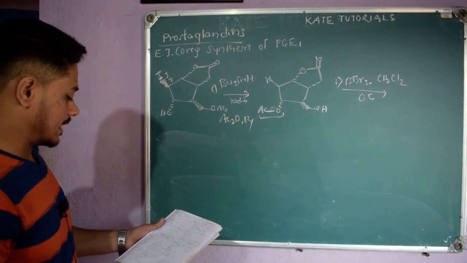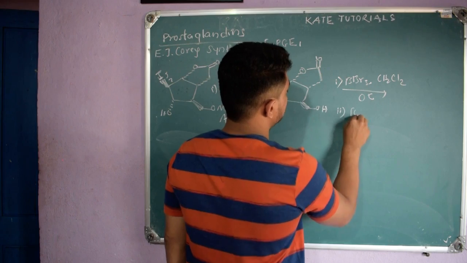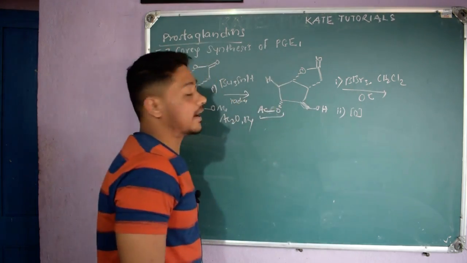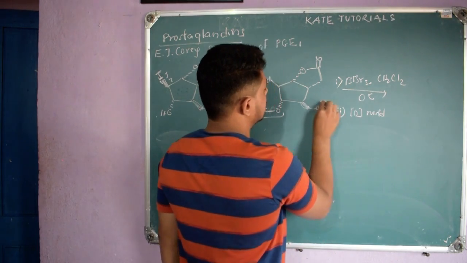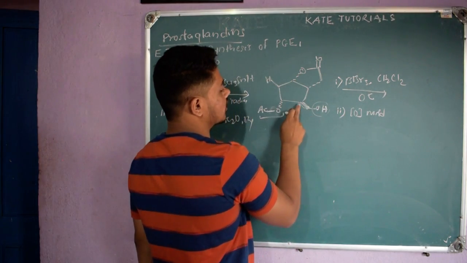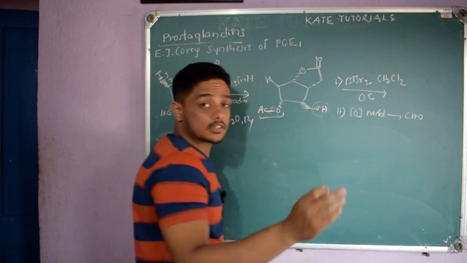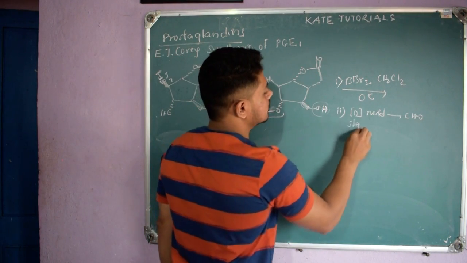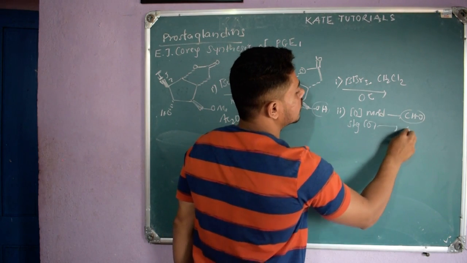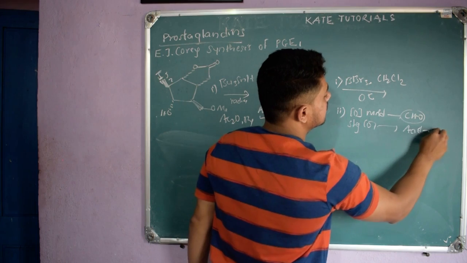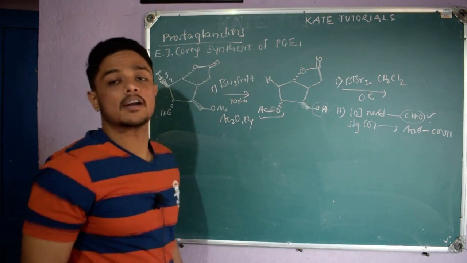So once we got that, then what will we do? We will add some mild oxidizing agent. Why do we use only a mild one? Because I want to convert this alcohol CH2OH to aldehyde. If I use any strong oxidizing agent, that won't give me this aldehyde. It will directly give me acid. Acid means COOH. But I want this aldehyde, so I will use a mild oxidizing agent.